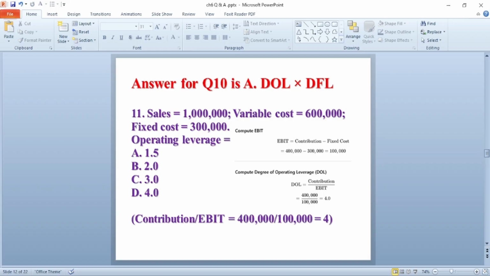The earning before interest and tax is equal to contribution minus fixed cost. So the contribution is 400,000 minus the fixed cost of 300,000, which is equal to 100,000. So the degree of operating leverage is equal to contribution 400,000 divided by the earning before interest and tax, that is 100,000, which is equal to 4. So the answer is D.